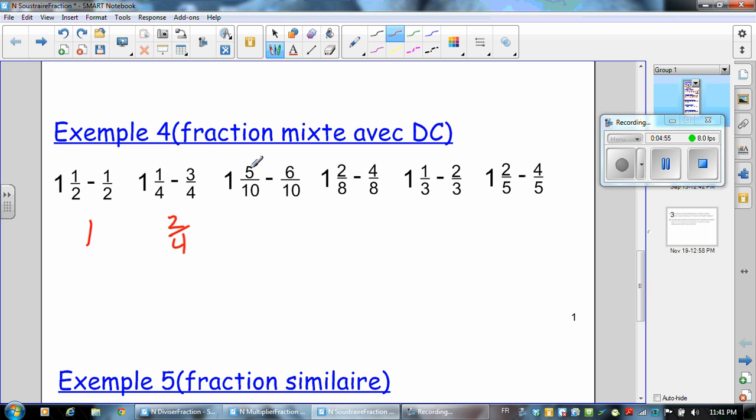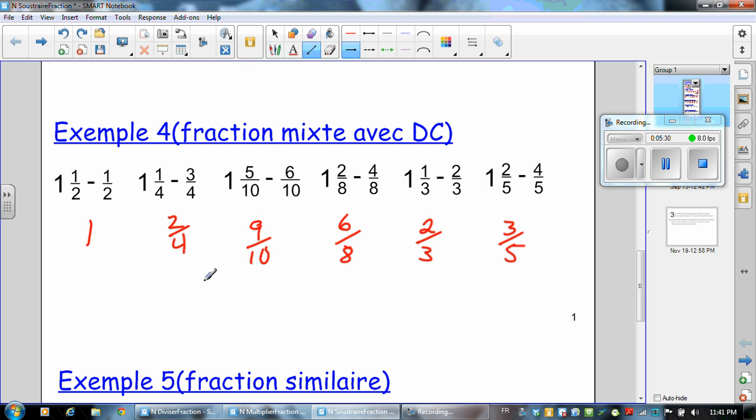Here the difference between 6/10 and 1 5/10 would be 9/10. Difference here between 4/8 and 1 2/8 would be 6/8. And here the difference between 2/3 and 1 1/3 would be 2/3. And here the difference between 4/5 and 1 2/5 would be 3/5. Again, if you have any difficulties with these questions, I recommend using a number line.